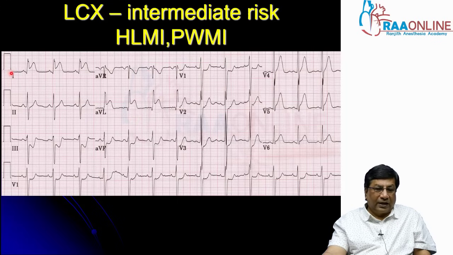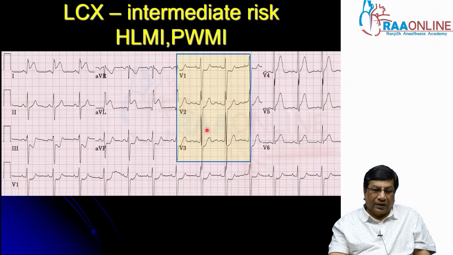Whereas in this ECG, in addition to ST elevation in L1 and AVL, you have significant ST segment depression in V1 to V3. That means in addition to the high lateral wall, I have associated posterior wall infarction. Because of that, this left circumflex infarct is likely to be intermediate risk, because two areas are involved now, the high lateral wall and the posterior wall.